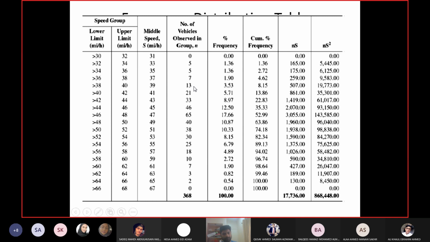Okay. So my data was from 30 to 68 miles per hour. This is the range of my full data. And then I divided this data into smaller speed groups, and whatever data I recorded from the field, I classified that data into these groups. I divided that data into these groups. Okay.